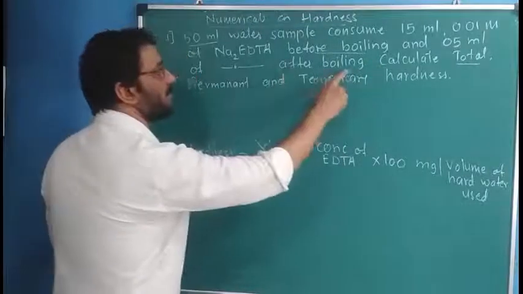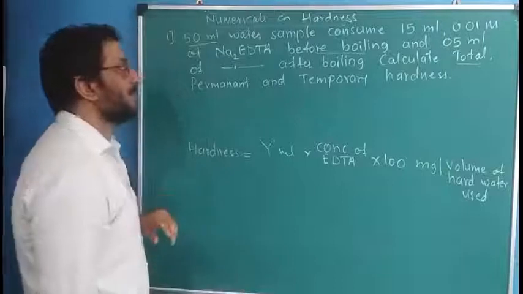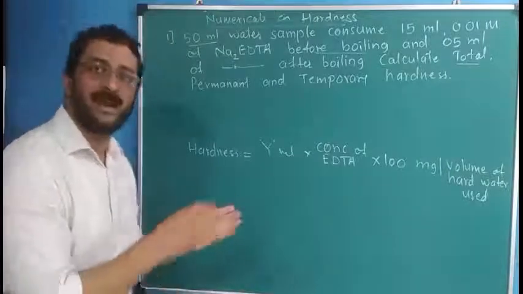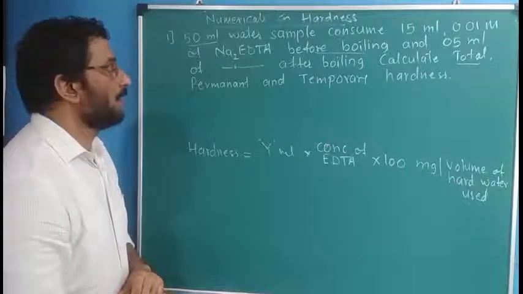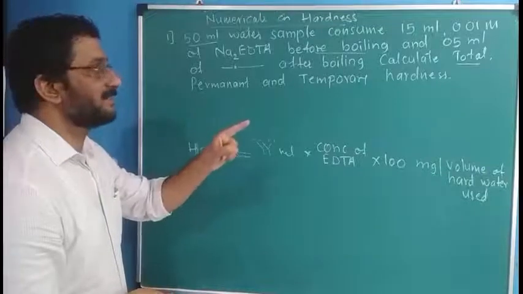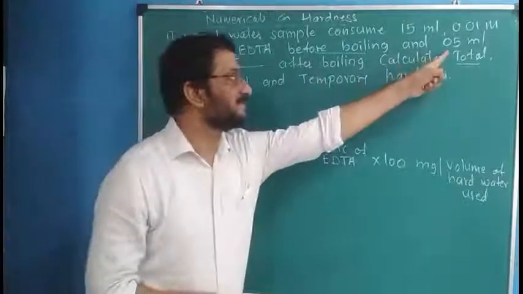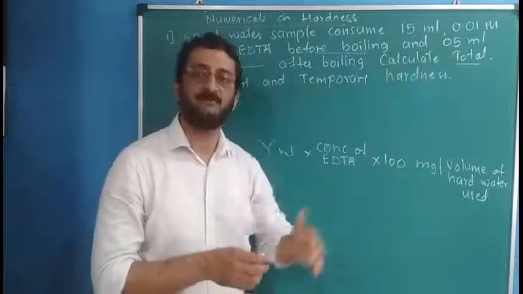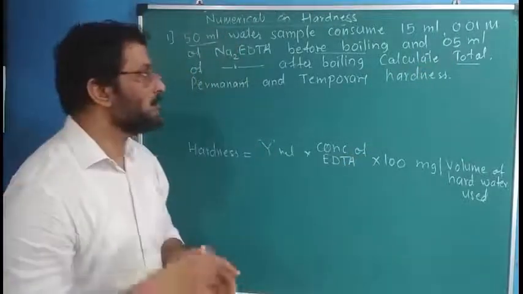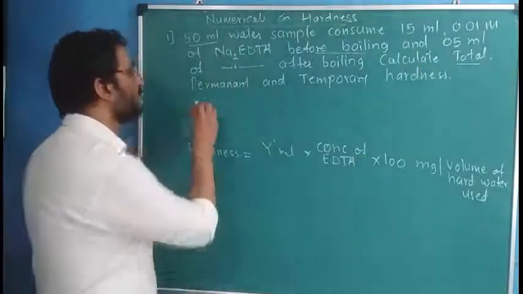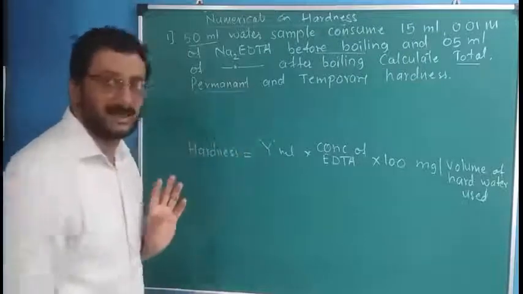Second point: after boiling, 5 ml of EDTA is required. The same water is boiled and filtered. That answer, the EDTA required after heating and boiling the water, will correspond to permanent hardness.